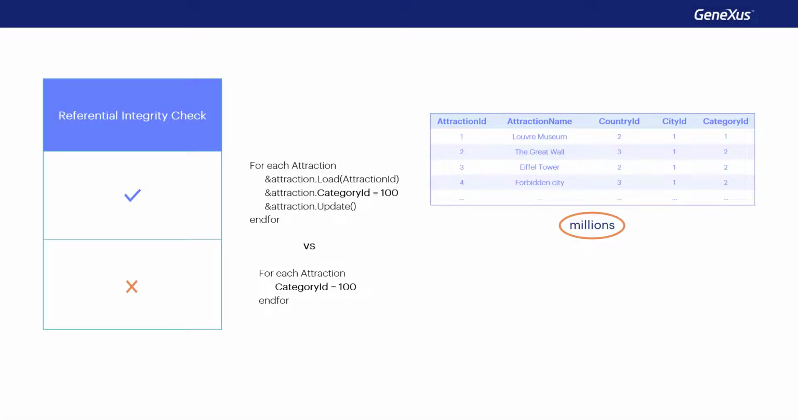In the example, we could run the for each only if we're sure that category 100 exists. And we could even improve performance further by using the blocking clause of the for each.